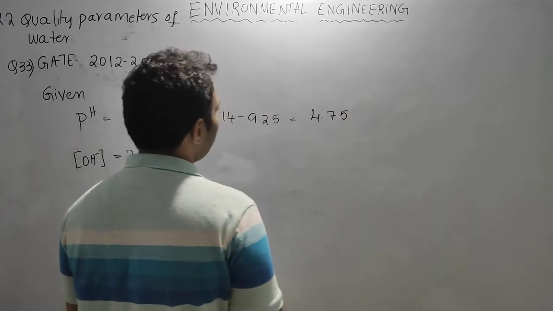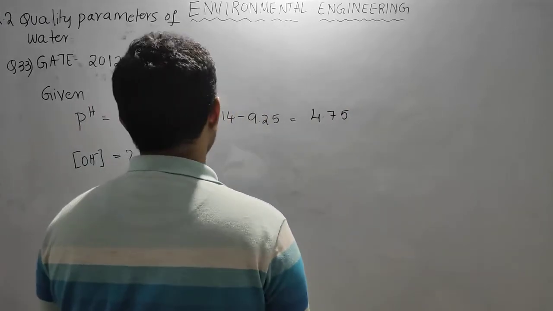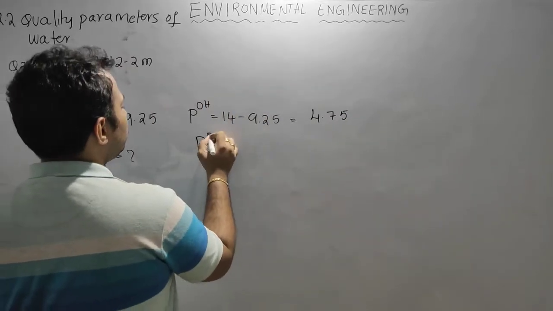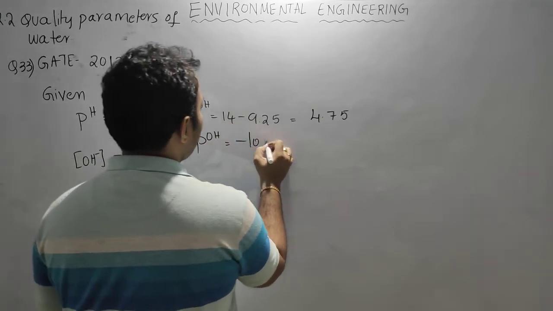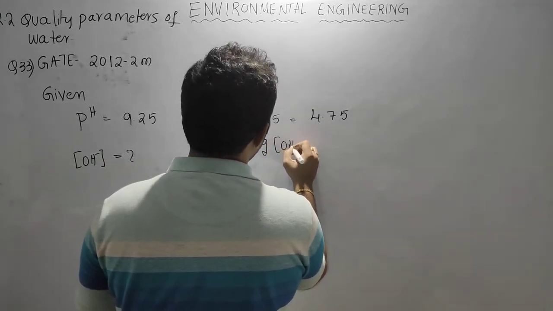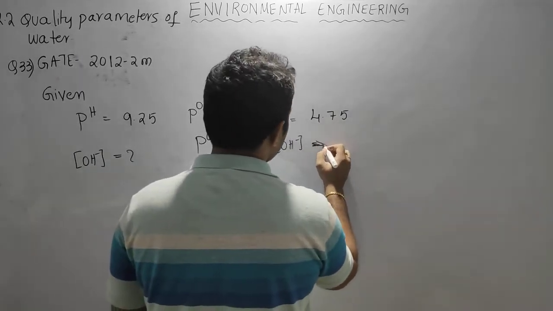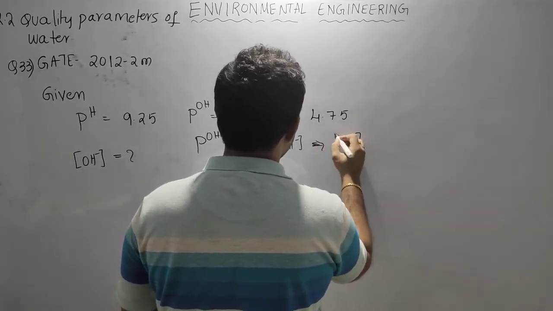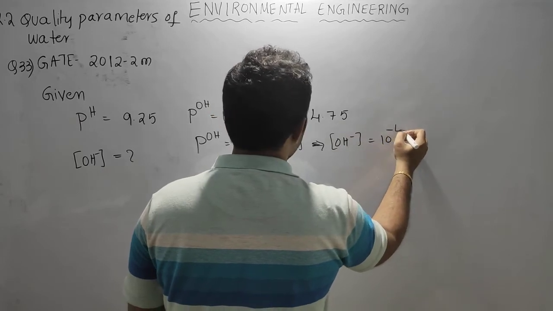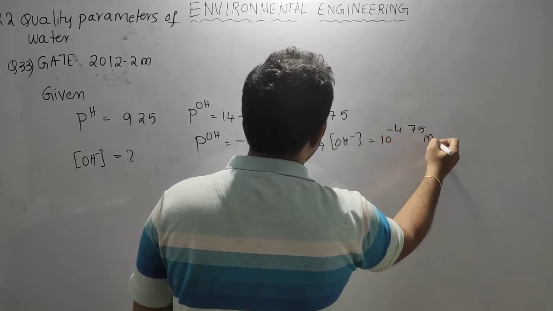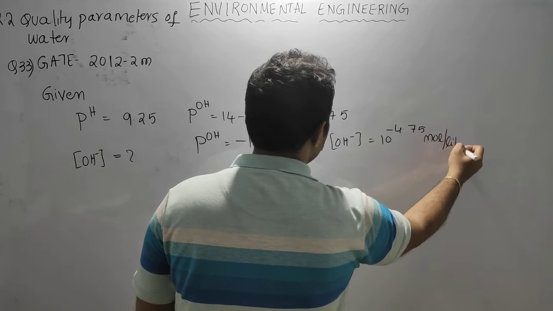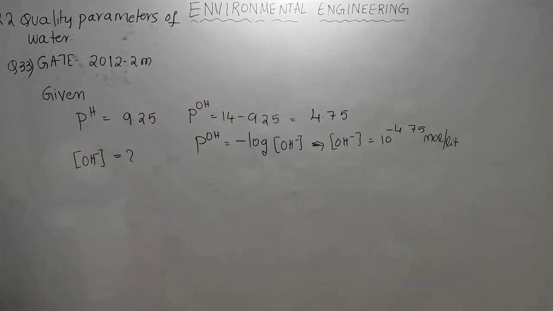It is 4.75. So this is pOH. pOH is equal to minus log of OH minus ion concentration. That means OH minus ion concentration is equal to 10 to the power of minus 4.75 mole per liter, not millimoles. It is mole per liter.